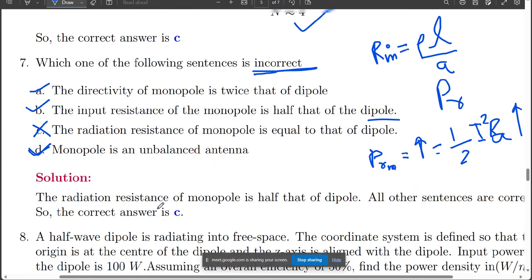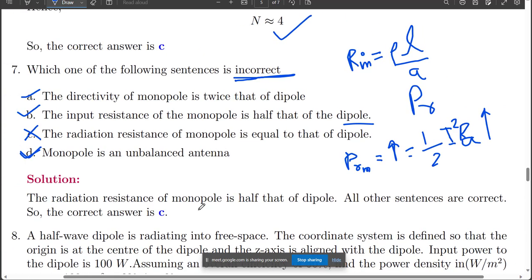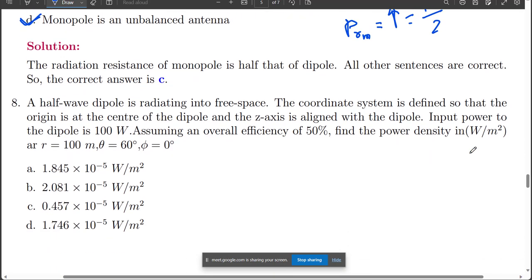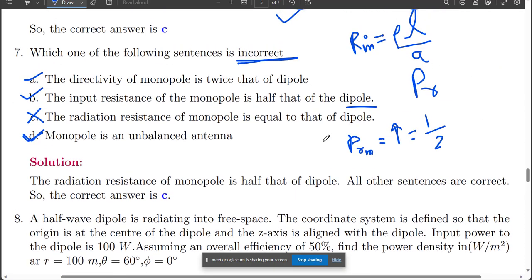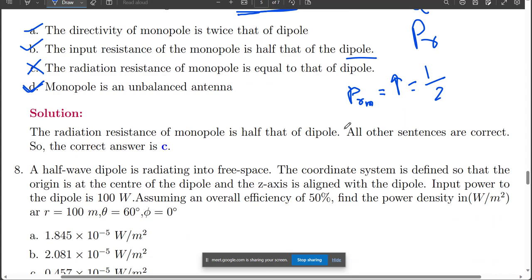Okay, I need to check if this statement is correct: radiation resistance of monopole is half that of dipole. I will check this again and confirm whether it's correct or not, and then in the next class I will tell you. Any doubt here? Anyone? Let's discuss this question again. Maybe I'm missing something, so I will discuss this question again next time.